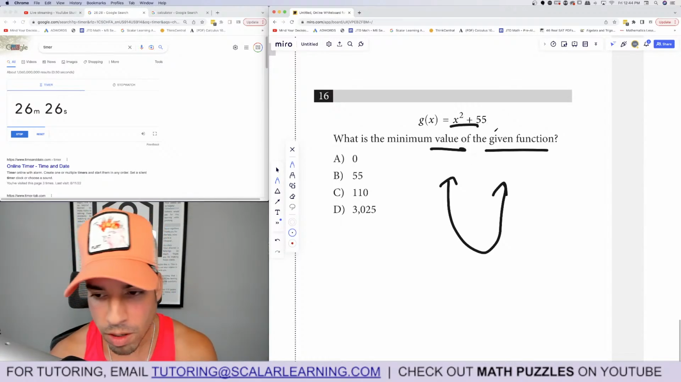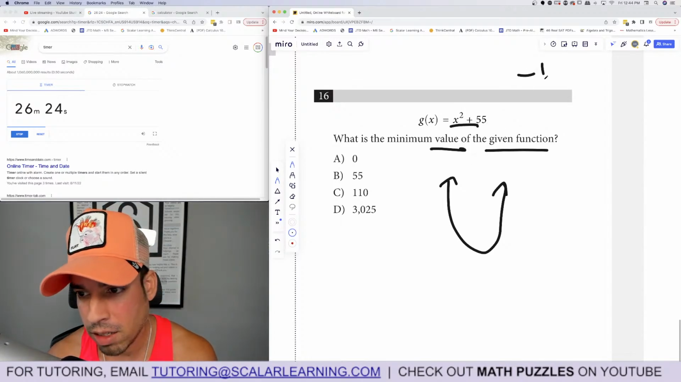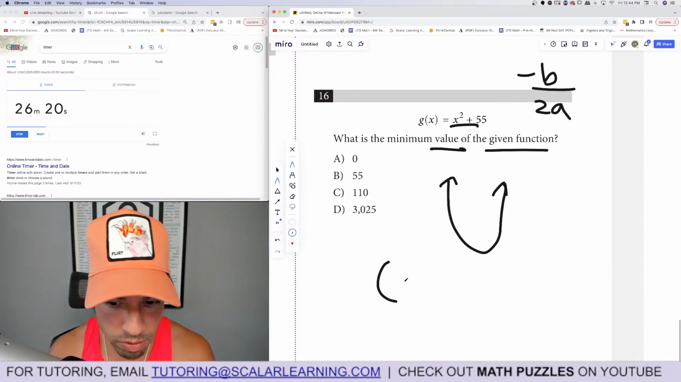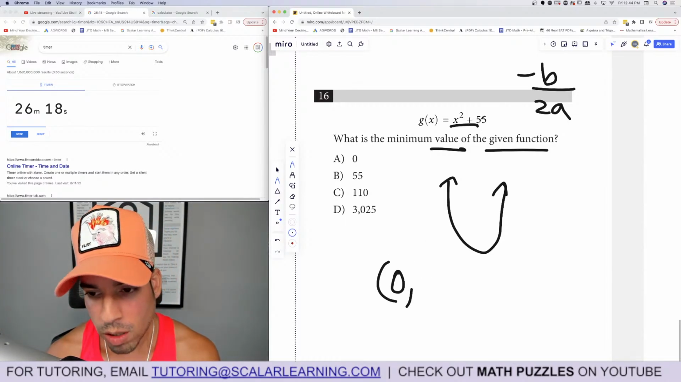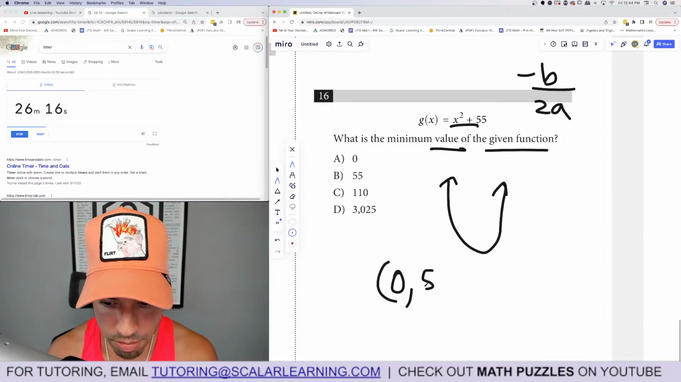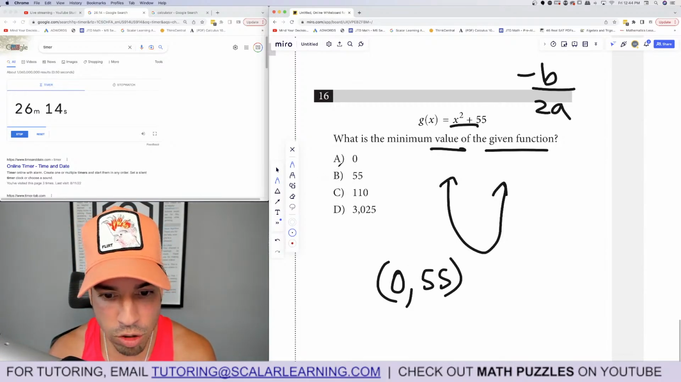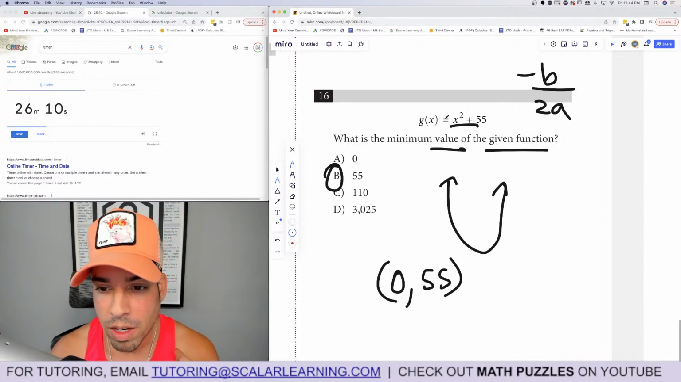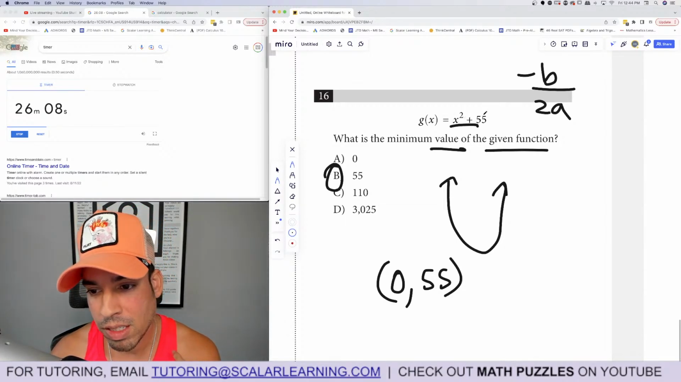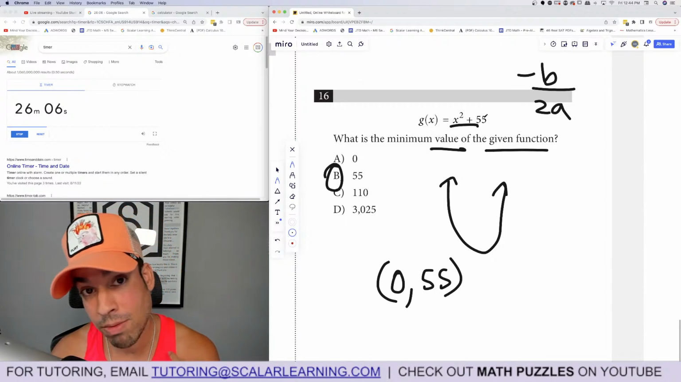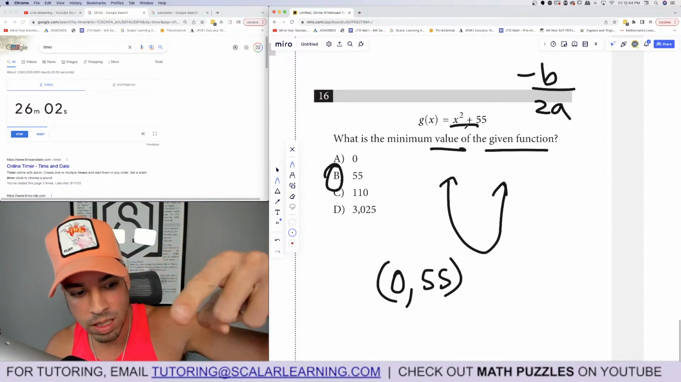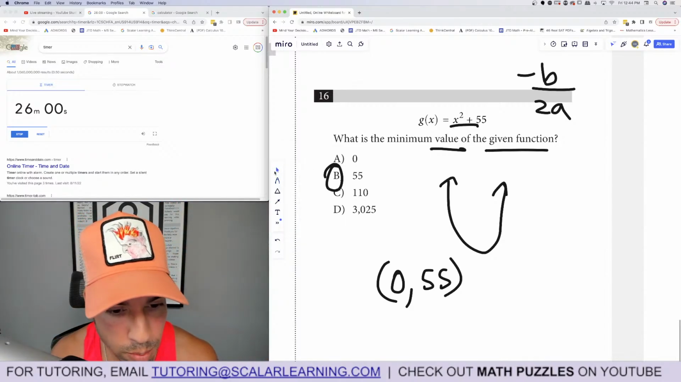So the vertex is going to be at negative b over 2a. That's the x value. Well, there is no b. So b is 0. Vertex is at 0. What's the y value? It is 55. Plug and chug. And that makes sense too because I can't get a value lower than 55. Think about it that way as well. If I plug in 1, I'm going to get 56. If I plug in negative 1, I'm going to get 56 because it's squared. Negative anything, it's all going to go up. So 55 when x is 0 is the lowest. Boom, done.